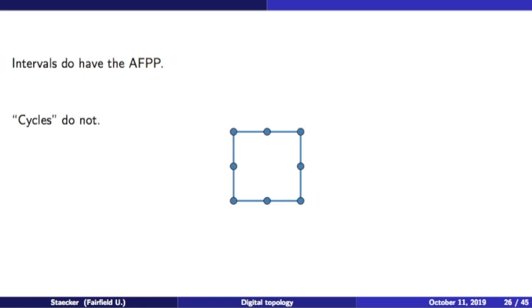This is a cycle of points. This does not have the approximate fixed point property because you can make a function which just rotates all of these points by 2 positions. And then there's no fixed point and also no point which is adjacent to its image. So this has no approximate fixed point. This kind of thing, and not just this size, but even if it's bigger, has no approximate fixed point property.